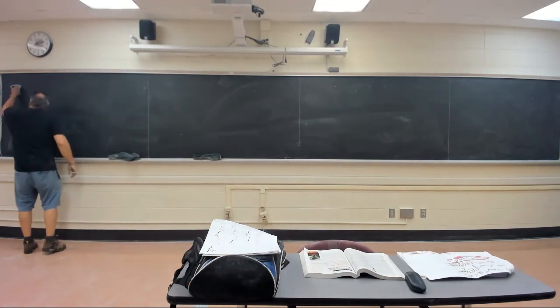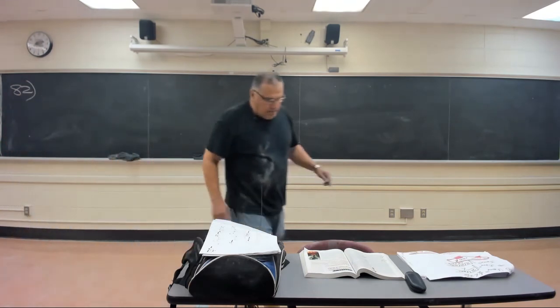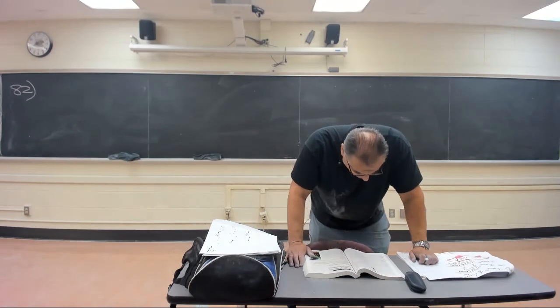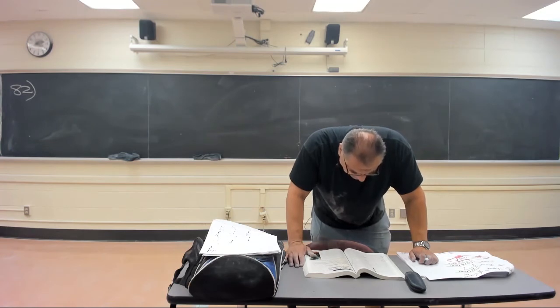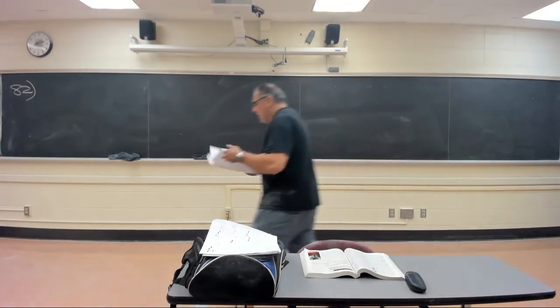All right, for problem 82, chapter 31, a 1.50 millihenry inductor in an oscillating LC circuit stores a maximum energy of 10 microjoules. What is the maximum current? Should be very straightforward.